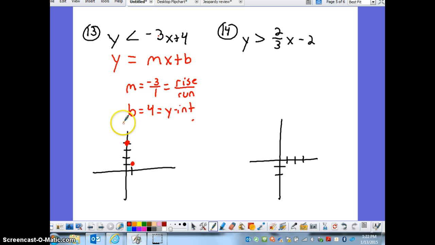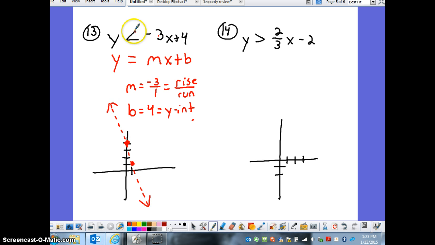Now I'm going to draw my line. When I draw my line here, I have to be careful. I have to decide, is it going to be a solid or a dotted line? And that's based on this inequality symbol. That inequality symbol, since it's just less than, it's not equal to, means we have to have a dotted line coming through here. And last step is to decide, where do I shade?